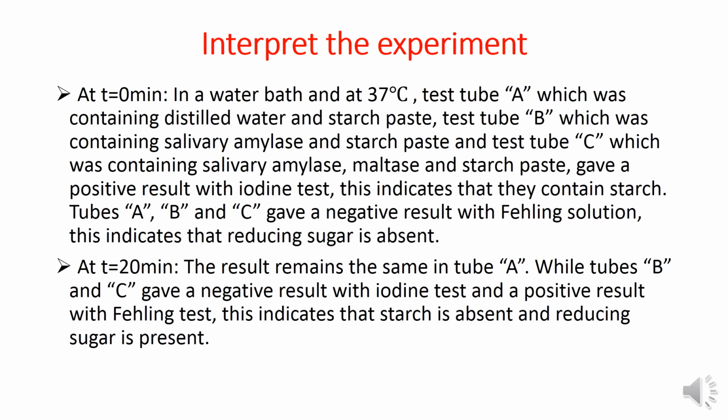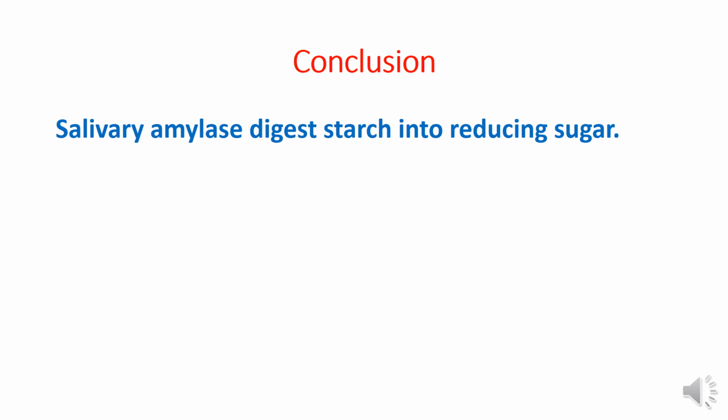At t equals 20 minutes, the results remain the same in tube A, while tubes B and C gave a negative result with iodine test and a positive result with Fehling test. This indicates that starch is absent and reducing sugar is present. As a conclusion, salivary amylase digests starch into reducing sugar. Before, we said that maltose is a reducing sugar and also glucose is a reducing sugar. Glucose is a monosaccharide.